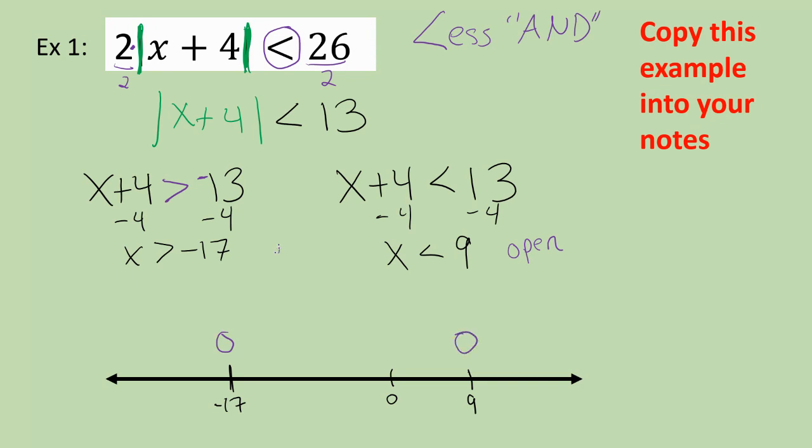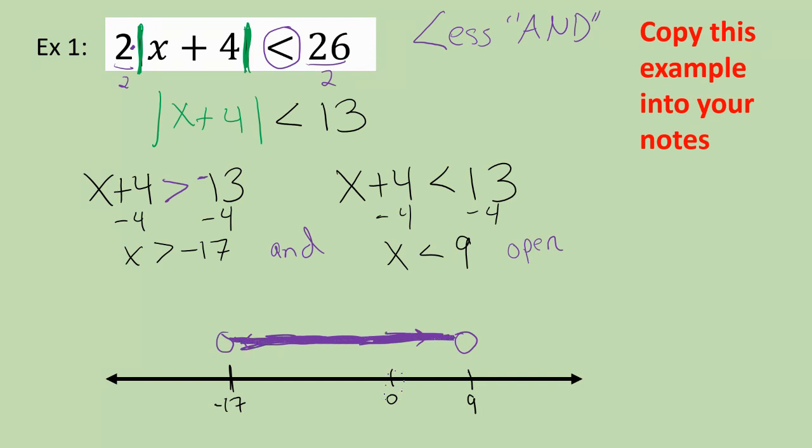And we know this is an AND problem. And so we want all numbers greater than negative 17. That's going to be this direction. And all of our answers are going to be numbers less than 9. And that's going to be in this direction. So anytime we have an AND problem, it's going to be shaded in the middle. So those are all of our answers. Those are all the answers that will satisfy that inequality.